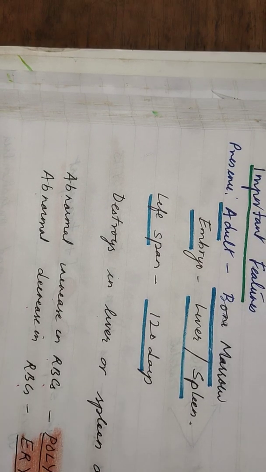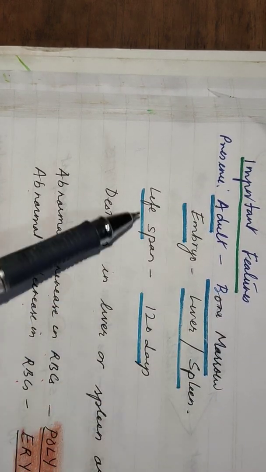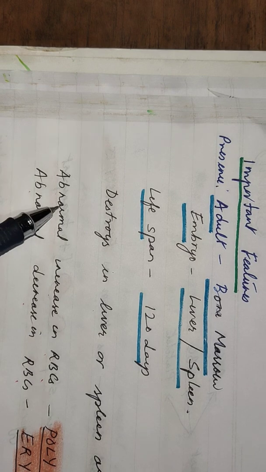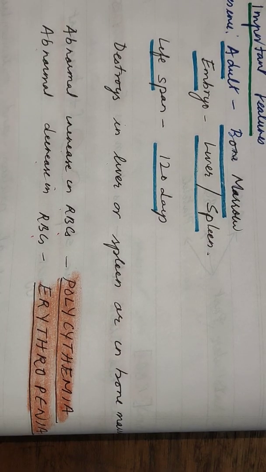Important features: it is present in the adult bone marrow, and in the embryo in the liver or spleen. Lifespan is 120 days. Abnormal increase in RBC is known as polycythemia. Abnormal decrease in RBC is known as erythropenia.